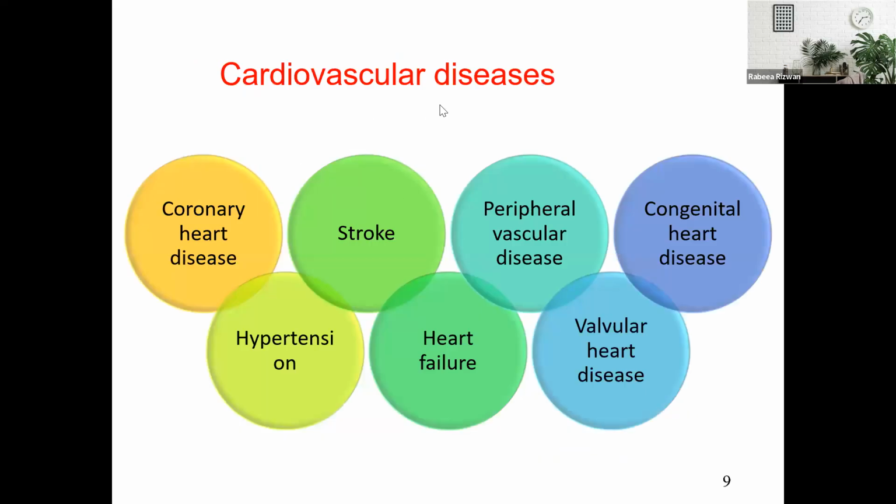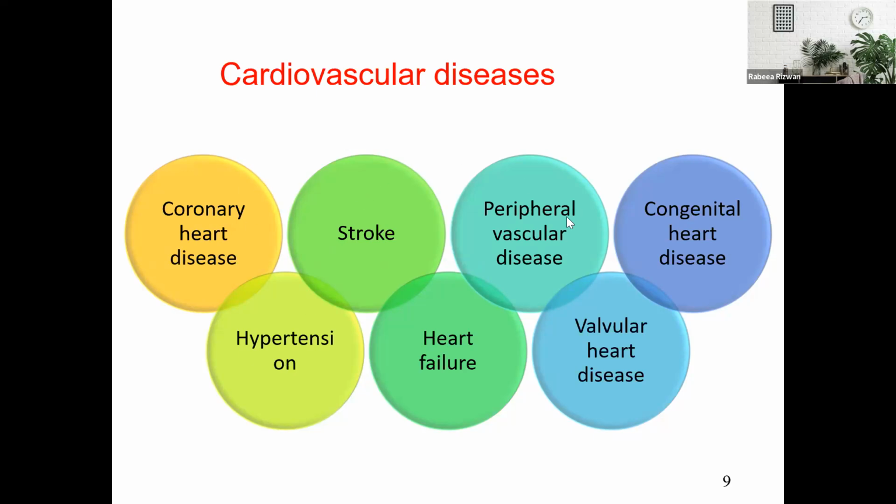There are various cardiac diseases such as coronary heart disease, stroke, peripheral vascular disease, congenital heart disease, valvular heart disease, heart failure, and hypertension. So what is meant by coronary heart disease? That means the problem arises in the coronary arteries, resulting in cardiac problems, maybe the narrowing of the coronary arteries.